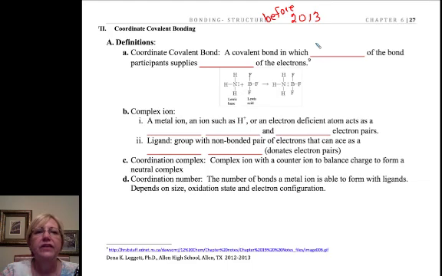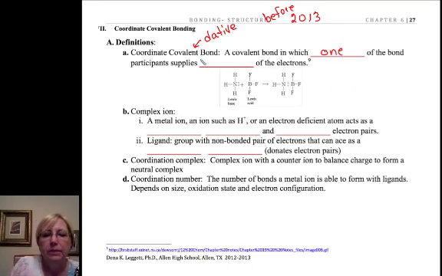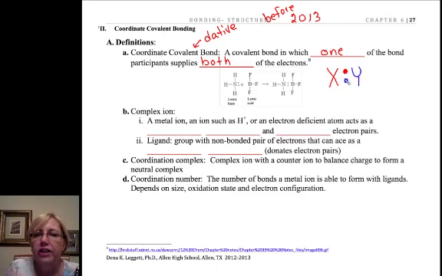So we need to get into some definitions though. A coordinate covalent bond is often called, I don't know why, a dative bond. It's a covalent bond in which one of the bond participants supplies both of the electrons. Up till now, in a typical bond, we'd have X and Y sharing two electrons to form a bond, but they would have each brought an electron into the marriage, so to speak. In this case, one substance is bringing both electrons, so both of those electrons came in with the nitrogen.